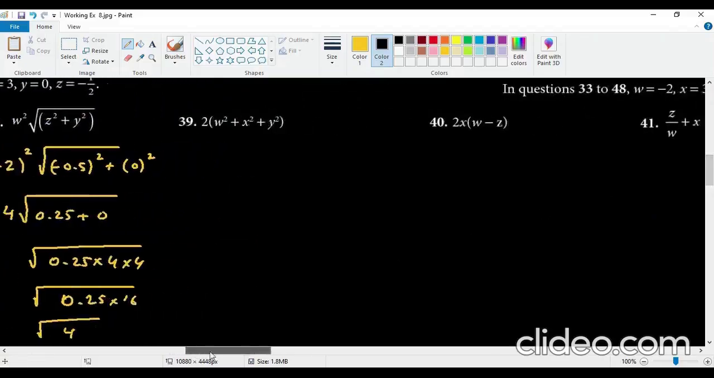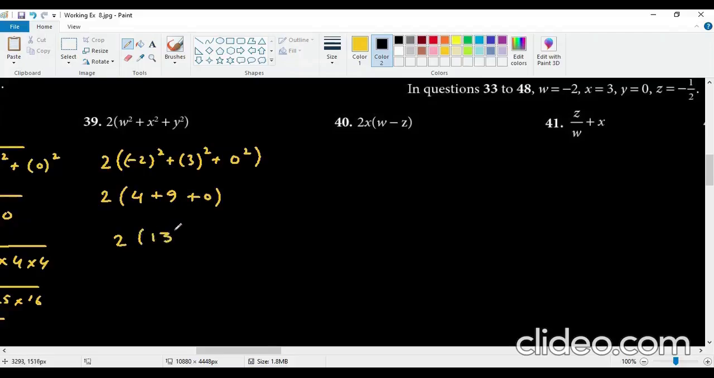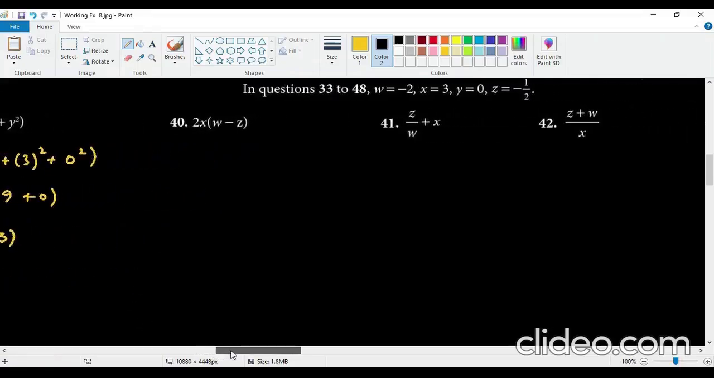Moving on to question number 39. 2, and the value of w is negative 2 multiplied by itself. The value of x is 3 multiplied by itself, and plus y is 0, 0 squared. So 2 multiplied by 4 plus 9 plus 0. It's going to give you 4 times 9 plus 4 is going to be a 13. So 2 times 13 is going to give you a 26 as an answer.